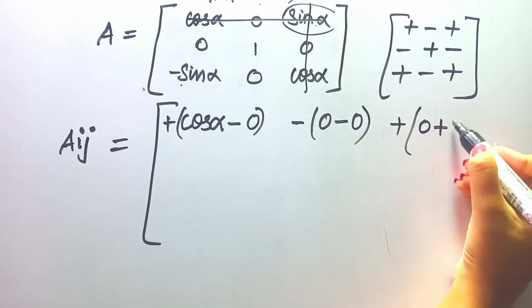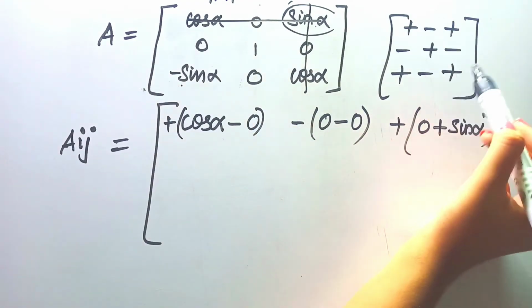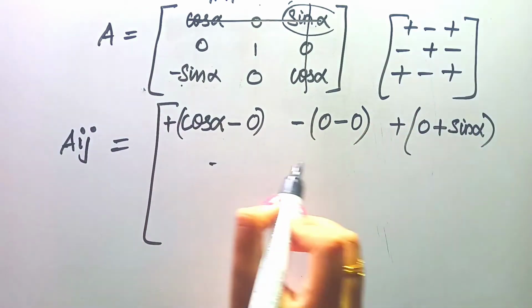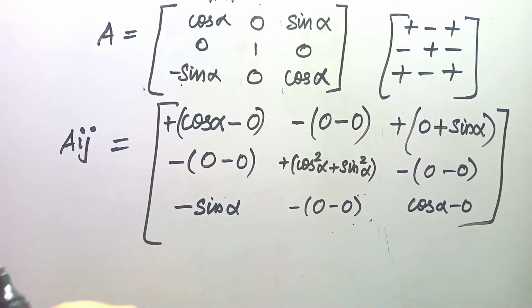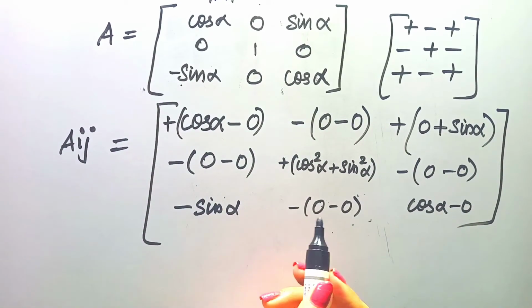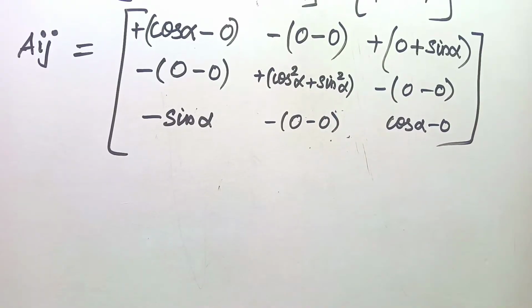Then 1 into sin alpha, it will be sin alpha. So similarly, by using this pattern, you have to fill these elements also. So this will be your complete matrix. Then in the next step, you have to subtract these.